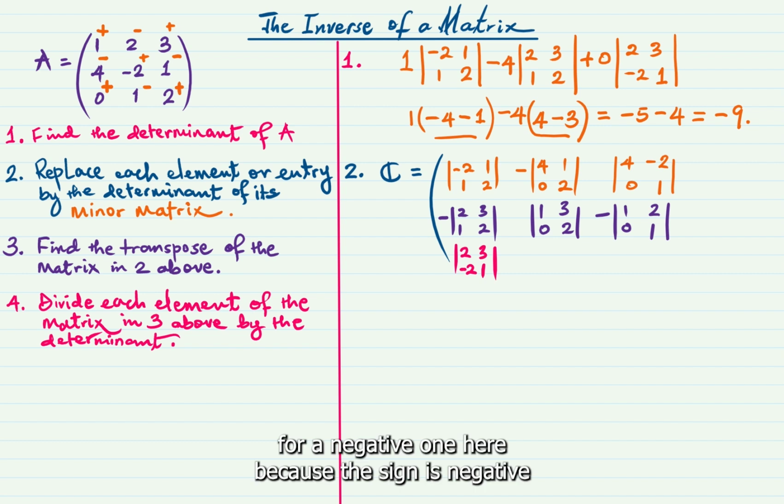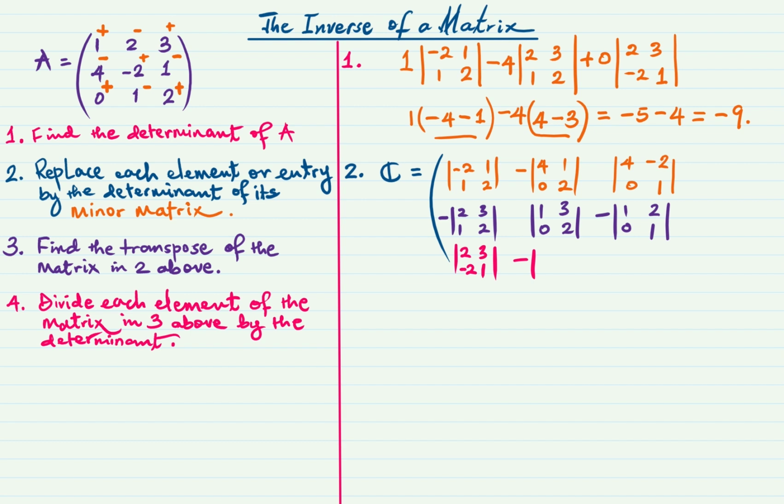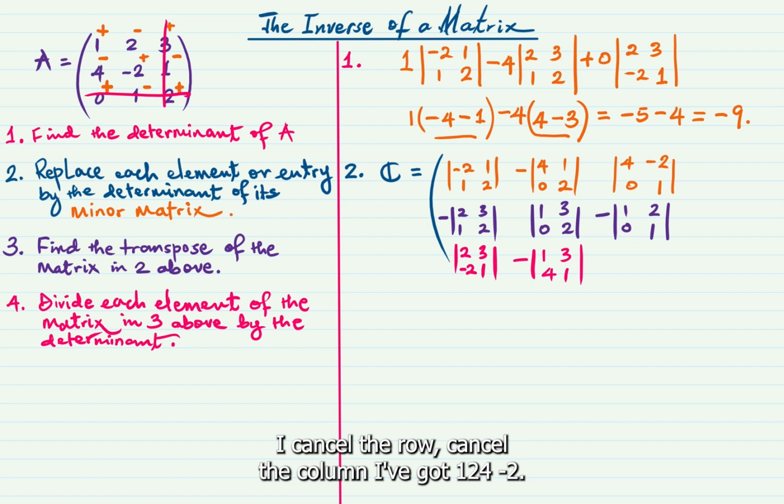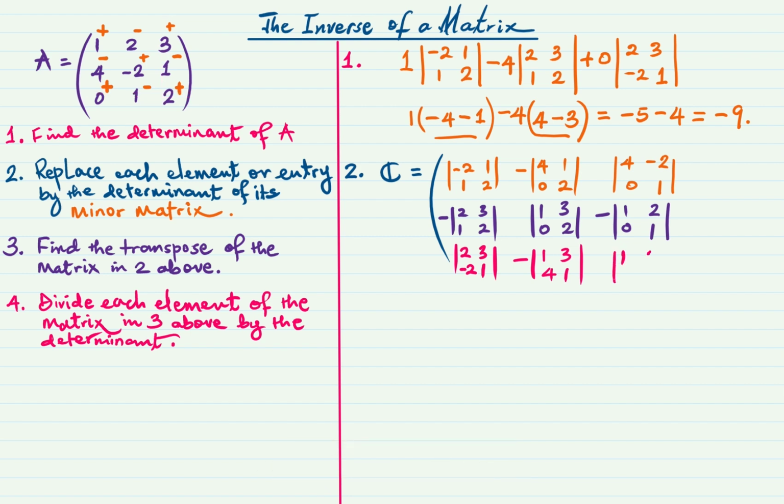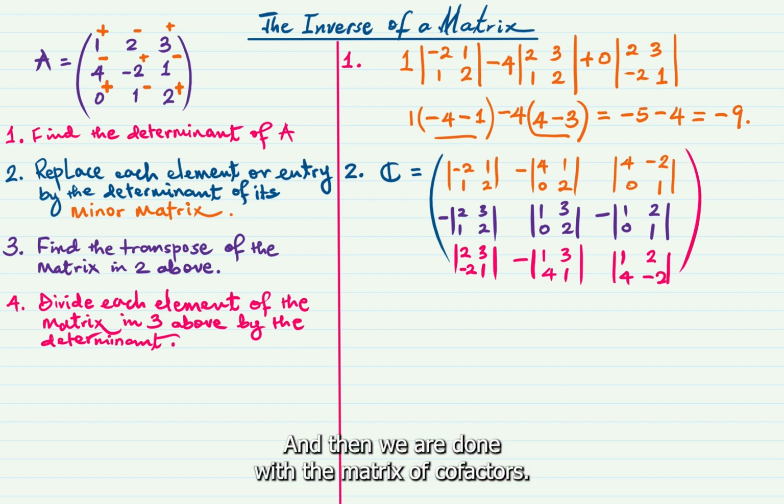And then for negative 1 here, because the signage is negative, I cancel the row also and cancel the column. I've got 1, 3, 4, 1. And for 2, I cancel the row, cancel the column. I've got 1, 2, 4, minus 2. Okay, and then we are done with the matrix of cofactors.